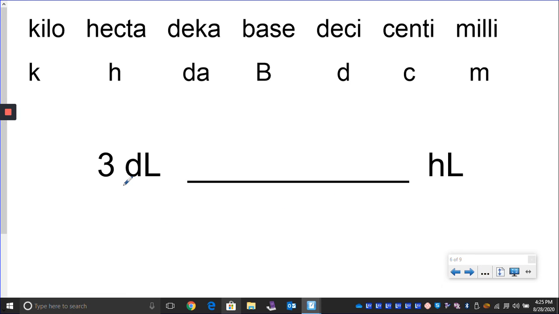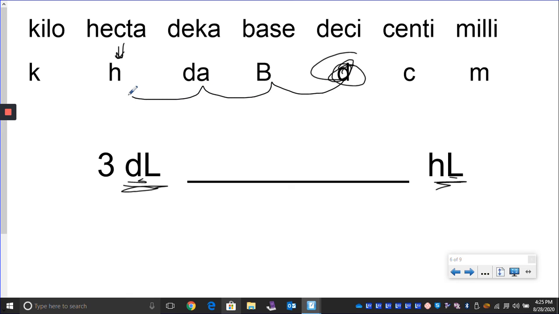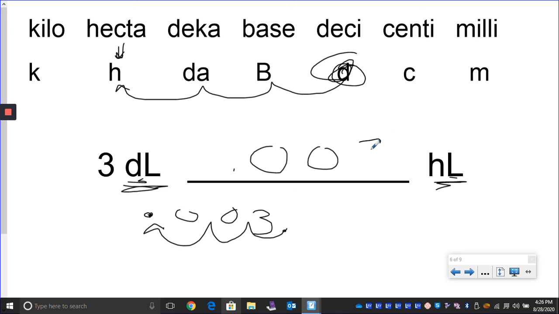So this time we have DL, deciliters. Going to be right here on my metric prefix ladder. Going to HL, hectoliters, right there in my prefix ladder. So we're going from deci right here to hecto right there. That's to the left. 1, 2, 3 to the left. Have my number 3. 1, 2, 3 swingy dingies. My decimal point back. Put in my zeros. 0.003.